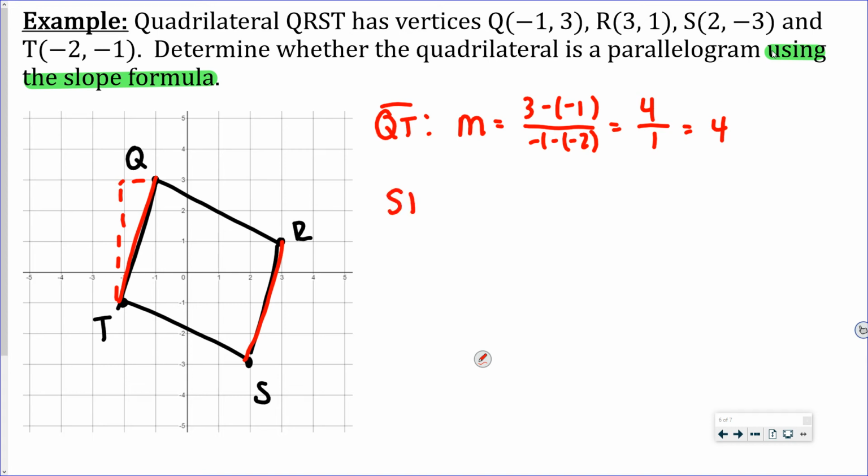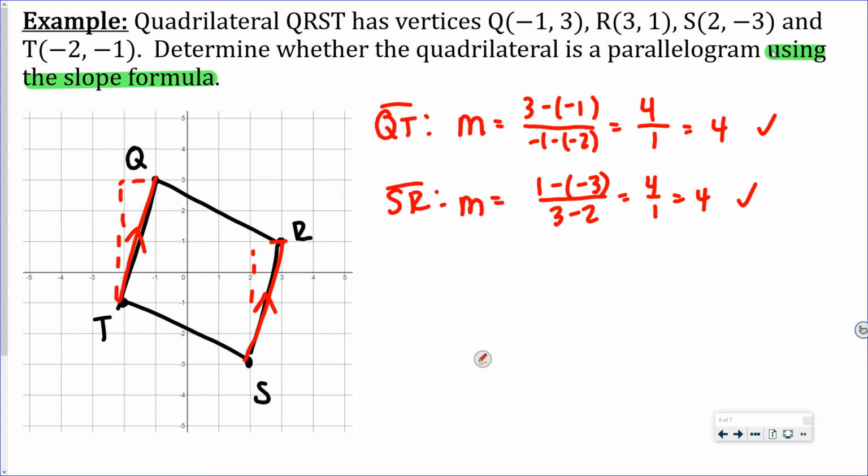All right, let's check SR. So you can count rise over run. I'm A-okay with you doing rise over run. If you like slope formula, that's fine too. Hey, that one also has a slope of 4. We just showed those are parallel. Now, Gwen said we have to show both sides. And she's right. If it asks us to use slope, they want us to show that both sides are parallel. So we're going to do the same thing for QR and TS.